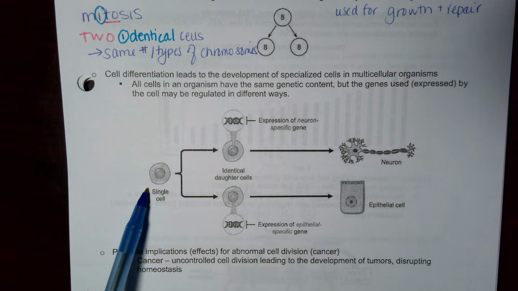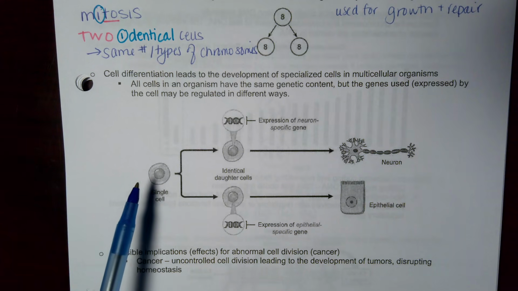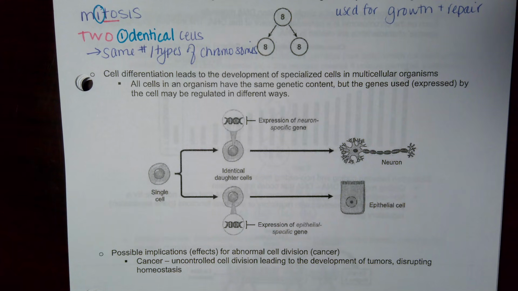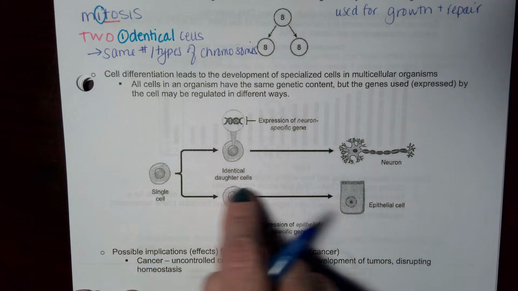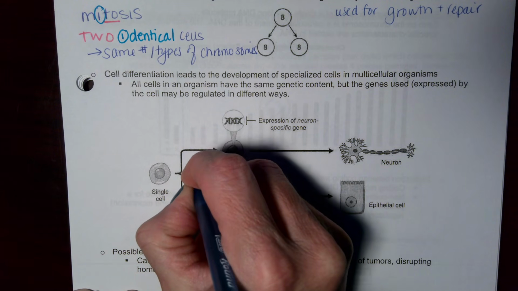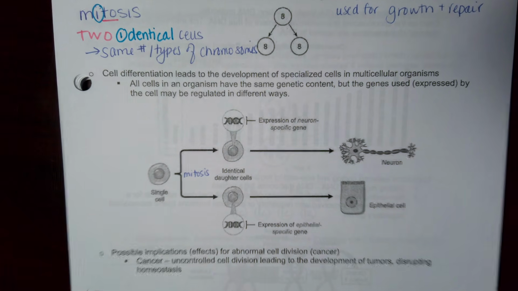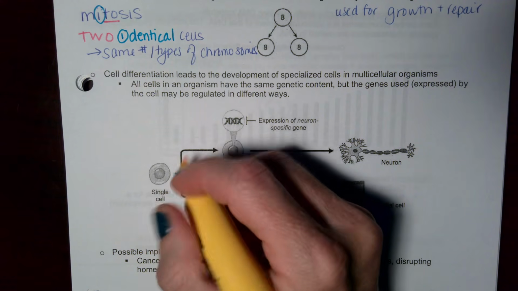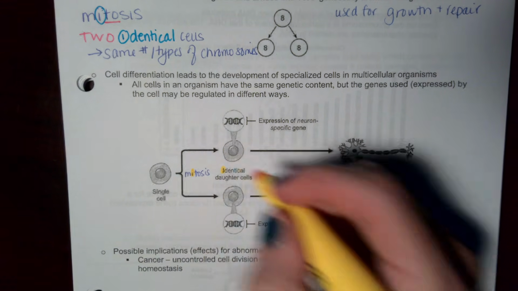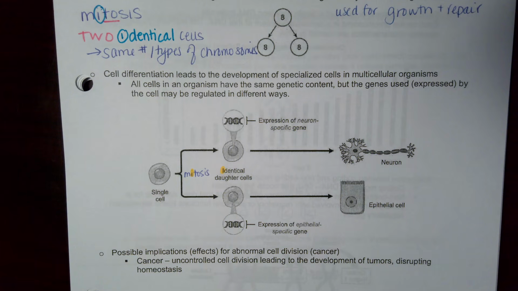Every cell starts off in your body from one cell. This one cell is referred to as a zygote. Those cells divide, divide, divide, divide. That whole process of dividing is mitosis. When I see mitosis, again, I'm thinking, oh yeah, these cells are identical. They have the same exact genetic information in them. Why, however, does one become a neuron and one become an epithelial cell?